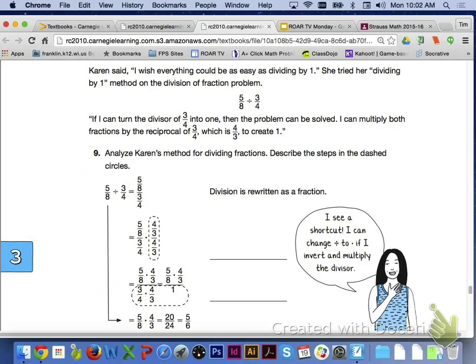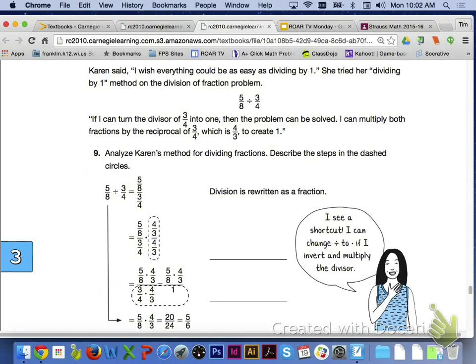At the top of page 206, Karen said, "I wish everything could be as easy as dividing by 1." She tried her dividing by 1 method on the division of fraction problem. So we have 5/8 divided by 3/4. She said, "If I can turn the divisor of 3/4 into 1, then the problem can be solved. I can multiply both fractions by the reciprocal of 3/4, which is 4/3, in order to create 1."